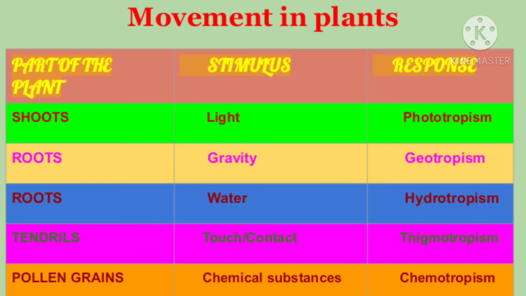Light is a stimulus and shoots show response to light, and this type of response is called phototropism. Gravity is a stimulus and roots show response to gravity. This is called geotropism. Water is a stimulus and roots show response to water, and this type of response is called hydrotropism. Touch or contact is a stimulus and tendrils show response, and this type of response is called thigmotropism. Chemical substances are a stimulus and pollen grains show response to chemicals. This type of response to chemicals is called chemotropism.